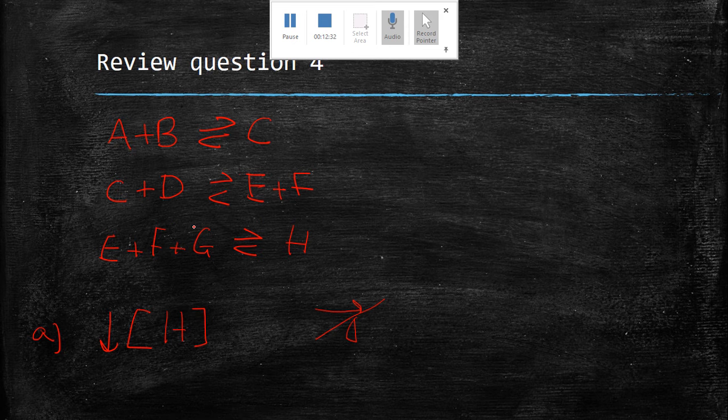So if this one's shifting to the right, that means we're going to have less E and F. If we've got less E and F, the same result's going to happen here, and so this one's going to shift to the right, and the same process repeats here. So this one, A and B, is going to shift to the right to give more C. So ultimately, decreasing H is going to decrease concentrations of A and B, respectively.